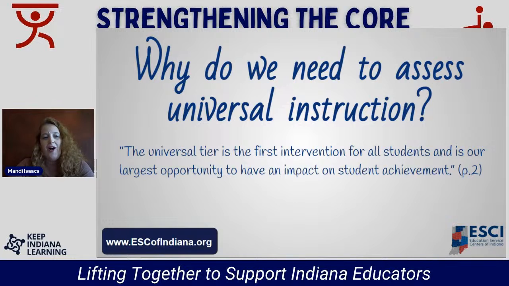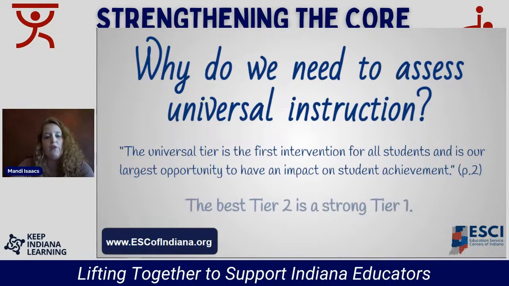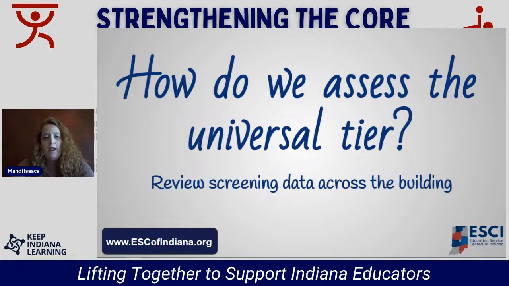And I'm going to call on a good friend or colleague that I work with often over here, Sherry Burgum. She uses this phrase a lot. I don't think she would claim it as hers, but she uses it a lot, and it has really stuck with me. And that is, the best tier 2 is a strong tier 1. So really, if we have a strong universal tier for our instruction, how many of those students are we going to be able to meet their needs to where they're not going to need to be placed in that tier 2? So that's why we need to assess our universal tier.